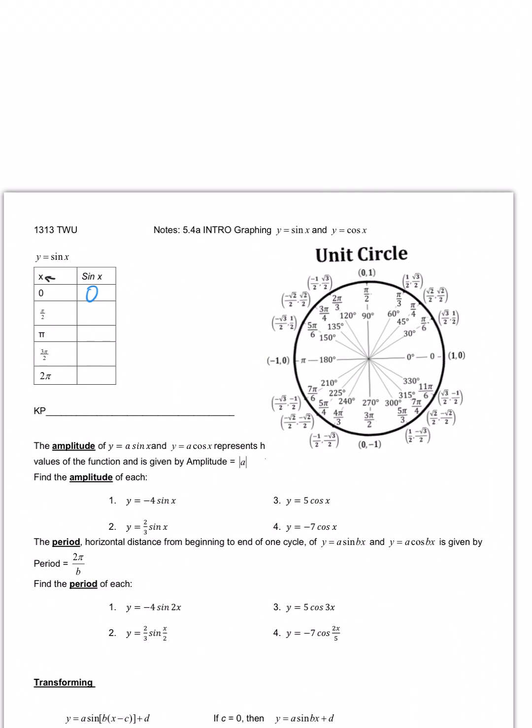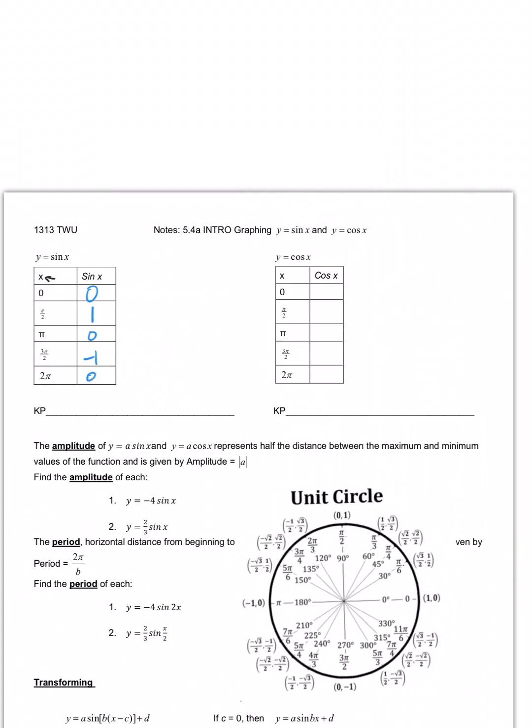Let's move on to pi over 2, right here. What is the sine value here at pi over 2? Just 1. All right, go over to pi. What's the sine at pi? 0. At 3 pi over 2? -1. And then at 2 pi? We're back to 0, aren't we?